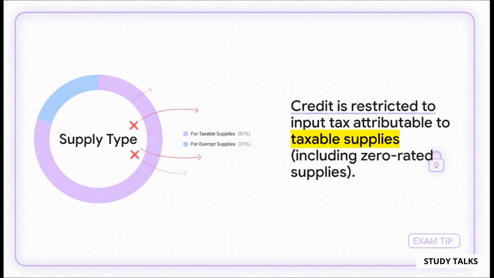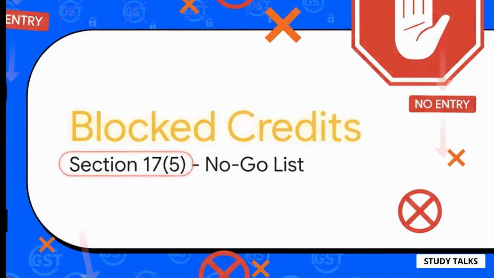Makes sense? Now for filter number 2, which comes from Section 17, subsection 2. From that business portion of your ITC, you can only claim credit on what's used to make taxable outward supplies. And good news, this also includes zero-rated supplies like exports. But if an input is used for making exempt supplies, the ITC for that part is also gone. So here's the mantra: no output tax, no input credit. Simple as that.